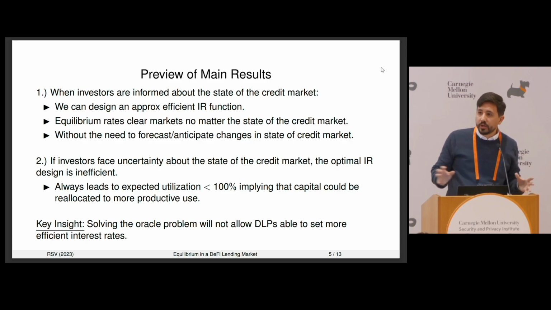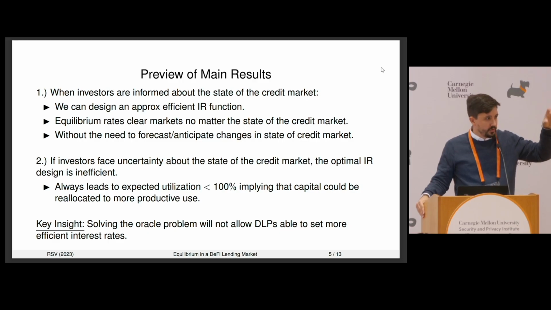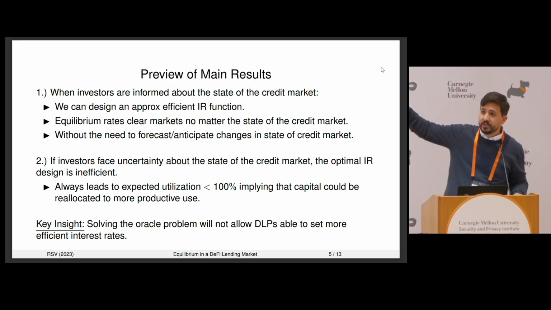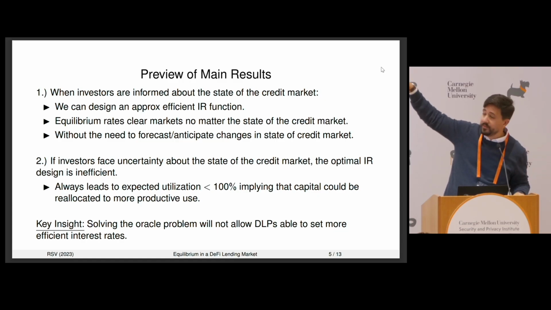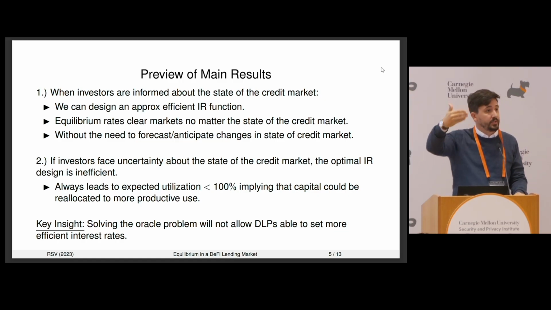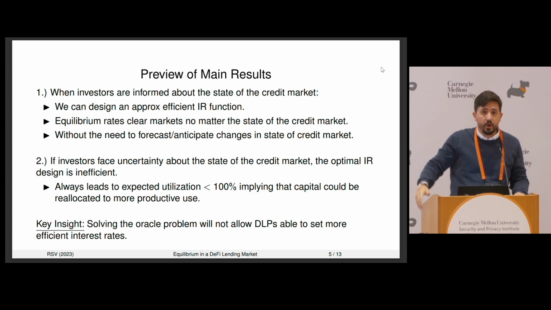Okay, so if you're looking for inefficiencies, at least when it comes to the interest rate setting mechanism, the inefficiency really derives from the fact that users face uncertainty about how the state of the credit market is going to evolve over time.